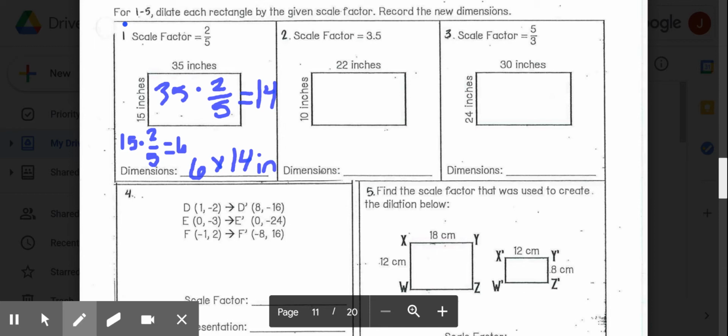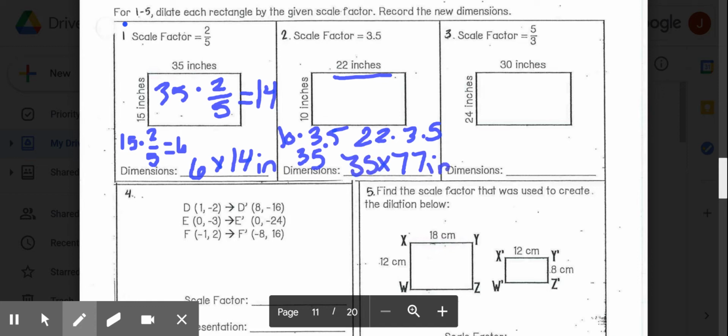On this next one, we're really doing the same thing, but you can see we have a scale factor of 3.5, which is bigger than 1, so we can expect our dimensions to get bigger. So we're doing 10 times the scale factor of 3.5, and that is going to give us 35. And then we're doing our other dimension, 22. 22 times 3.5 is 77. So our final dimensions of our new figure here would be 35 by 77 inches.